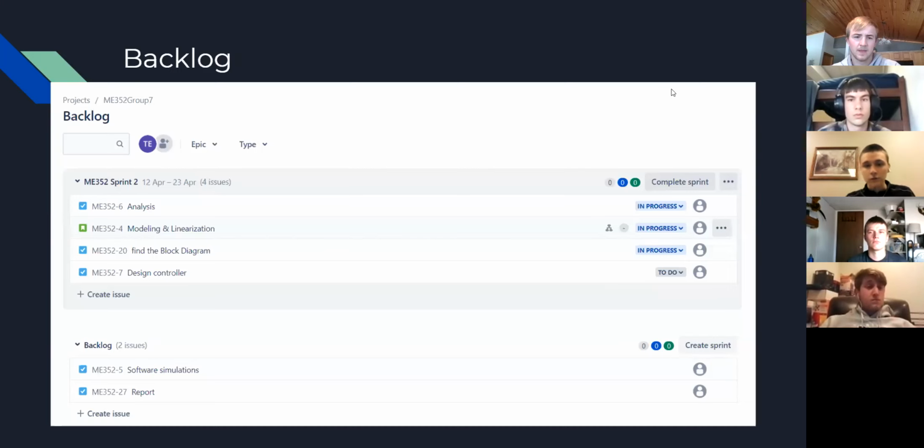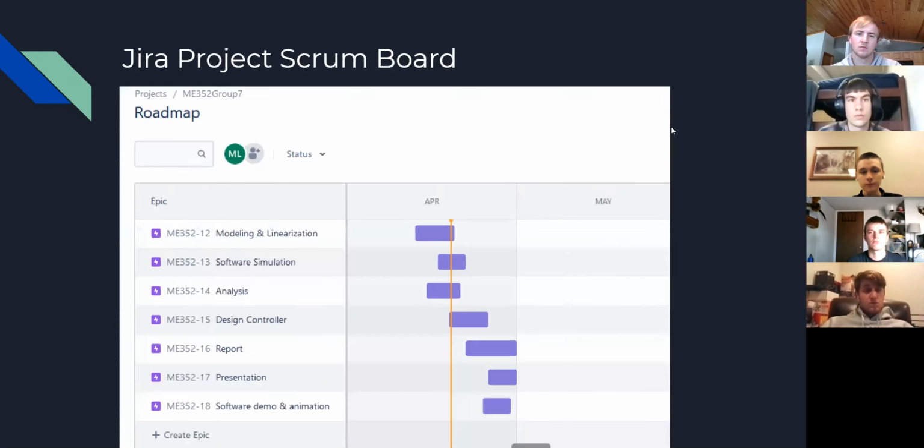This is our backlog for the things we need to get done. This week, starting now, we're planning on finishing up the analysis, the modeling and linearization, the block diagram, and hopefully designing a controller. And then the last week, we're planning on doing the software simulations and report. And this illustrates the same thing with the timeline, where the orange bar is the current time.